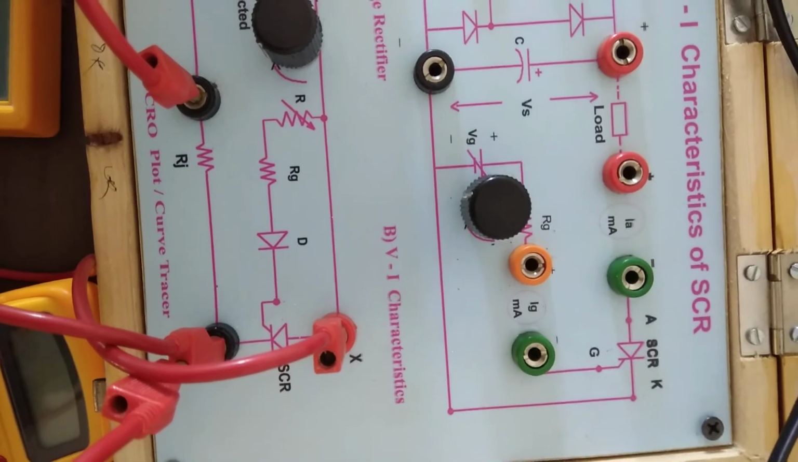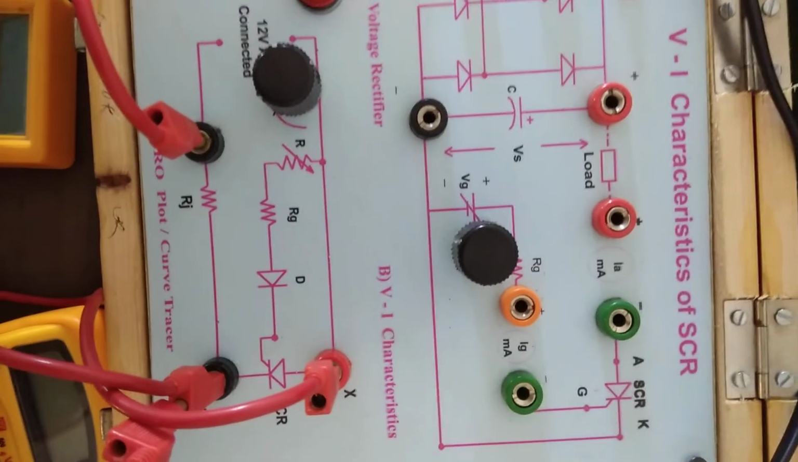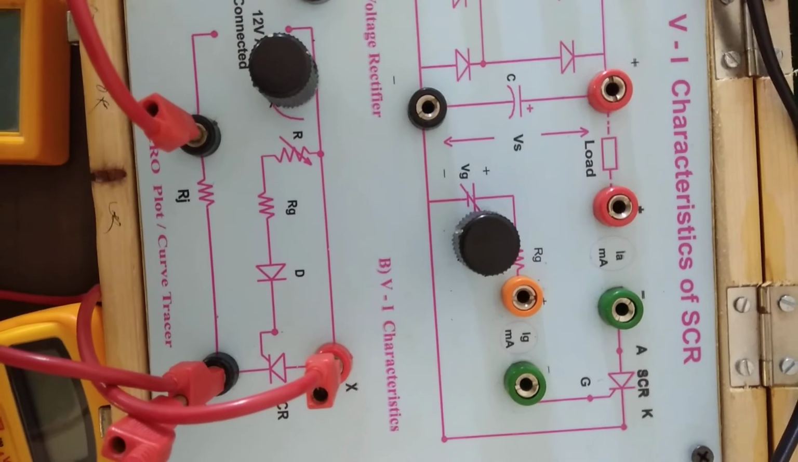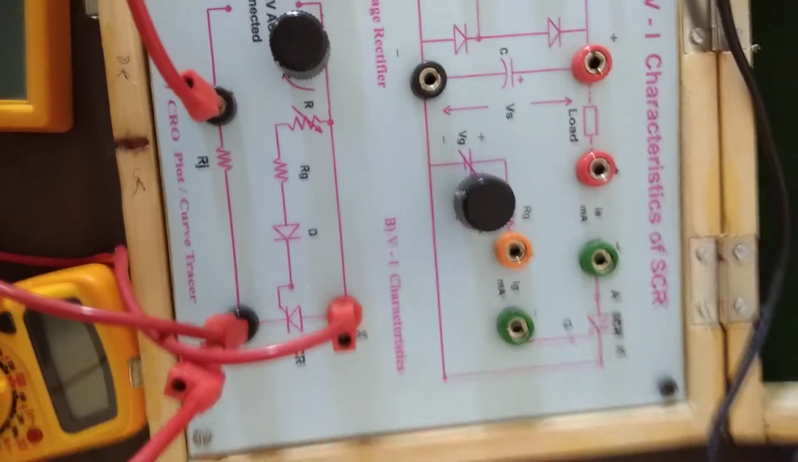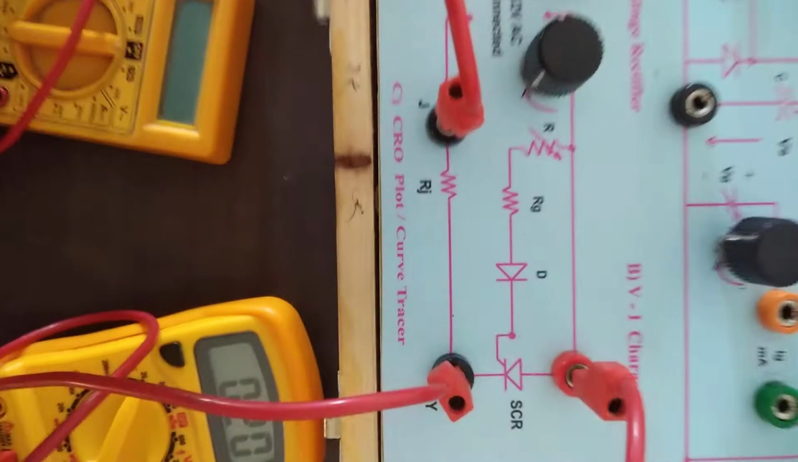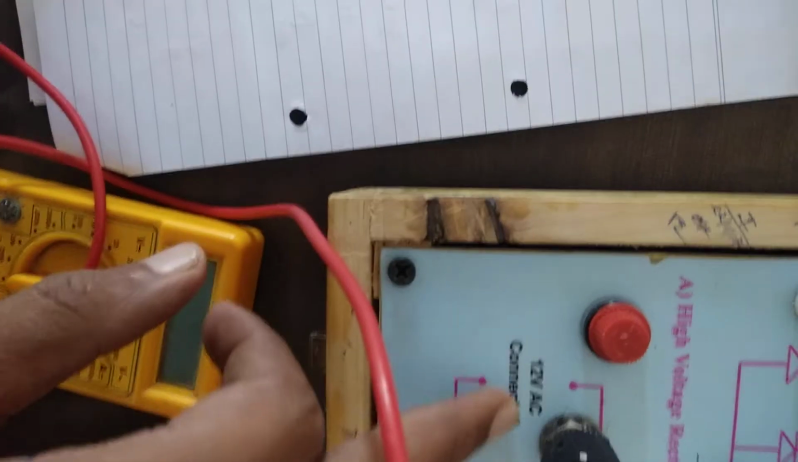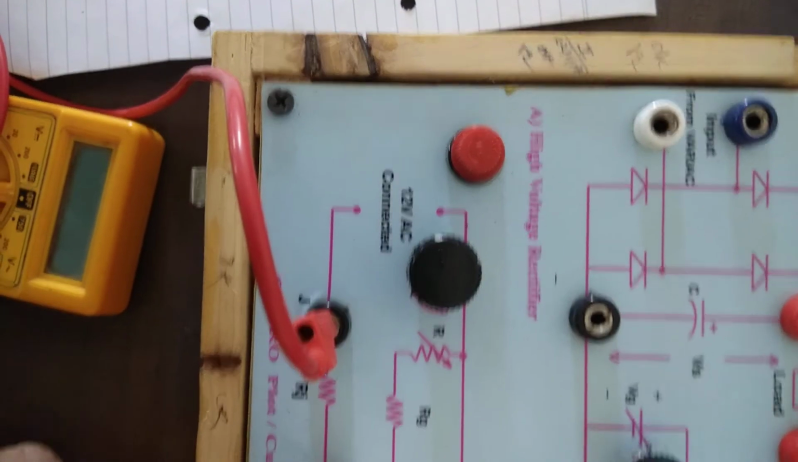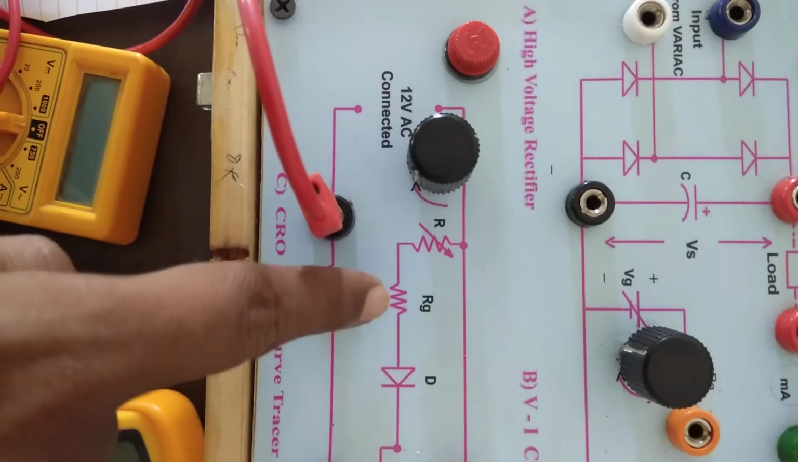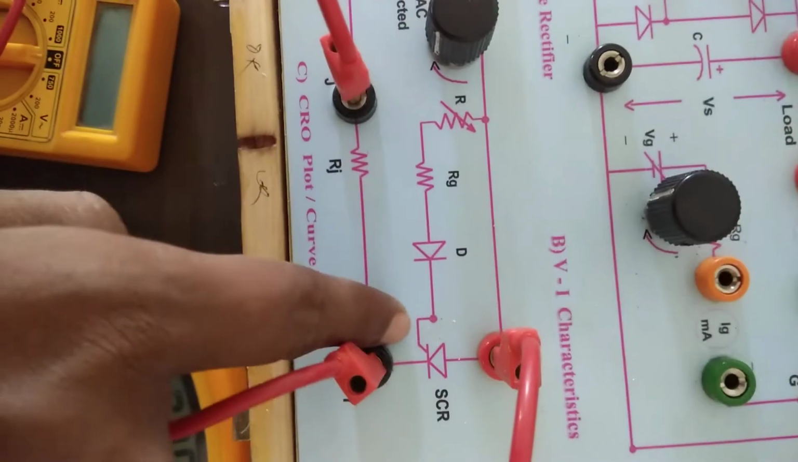This is the actual kit of SCR, and on this kit we have to study and observe the voltage across a SCR and note down the corresponding readings. Now here you can observe in this arrangement a 12 volt AC supply is connected. It is a variable resistor. A diode is connected and it is RG, the resistance for the gate terminal.